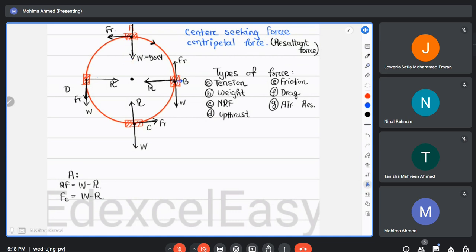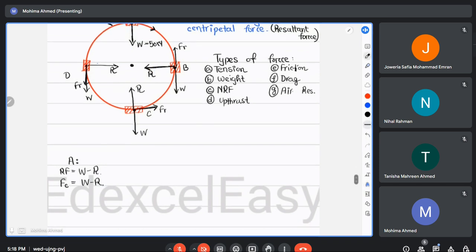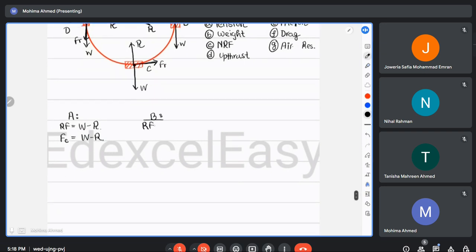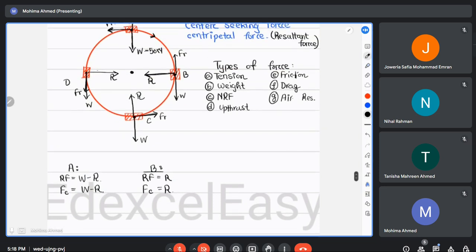Similarly, if you move on to point B, over here, you can clearly see that towards the center, only reaction force is acting. Other than that, there is no other force in this direction, right? If there is no other force in this direction, that means the entire normal reaction force will now act as a centripetal force. So you can now write that point B as resultant force, as centripetal force, as reaction force, and then finally write centripetal force is equal to reaction force.